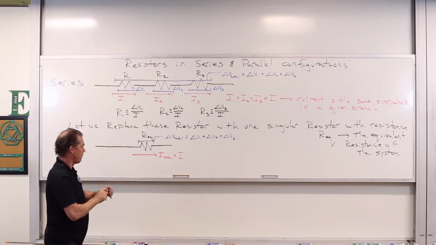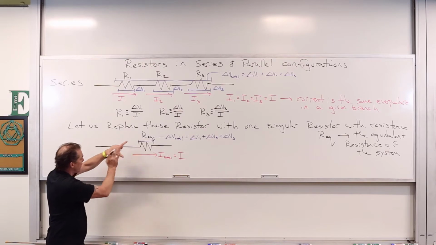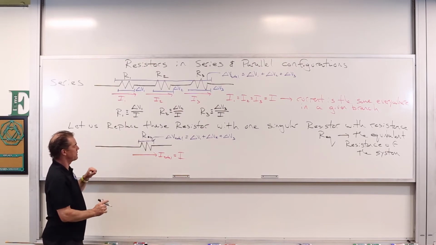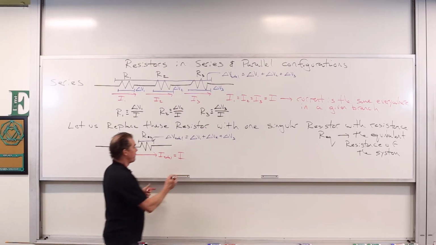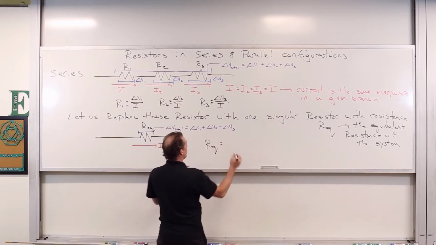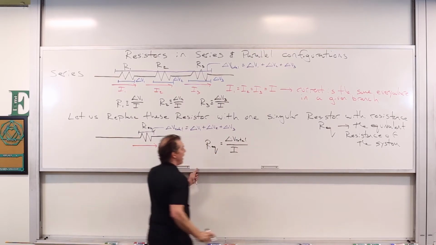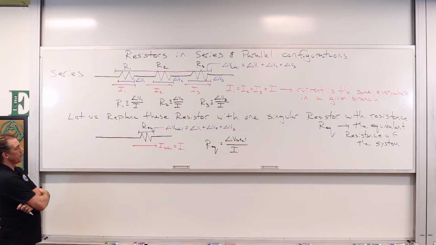We're just doing it for 3 right here. So, if we went ahead and said, well, what do we have with respect to this particular resistor then? Well, if we defined its resistance, Req, as being equal to delta V total divided by I. So there we go. We've got the equivalent resistance there.